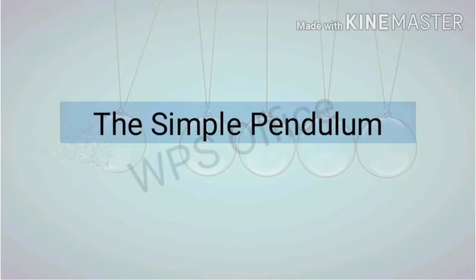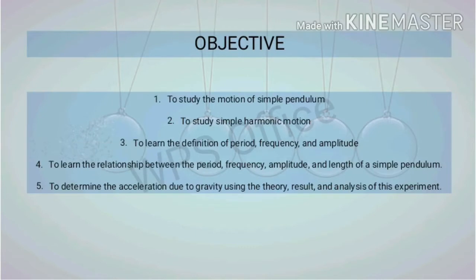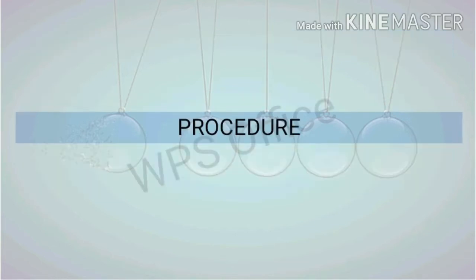Let's check it out. The simple pendulum experiment. The objectives of this experiment are: 1. To study the motion of a simple pendulum. 2. To study simple harmonic motion. 3. To learn the definition of period, frequency and amplitude. 4. To learn the relationship between the period, frequency, amplitude and length of a simple pendulum. And the last one, we want to determine the acceleration due to gravity using the theory, result and analysis of this experiment.